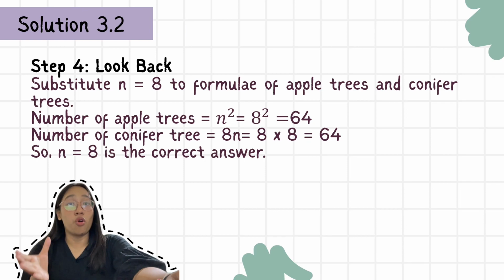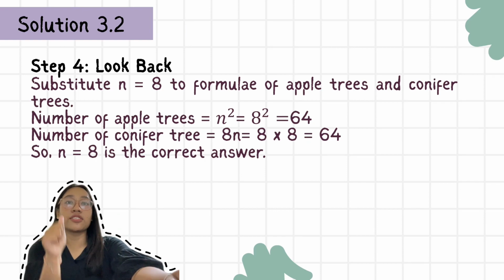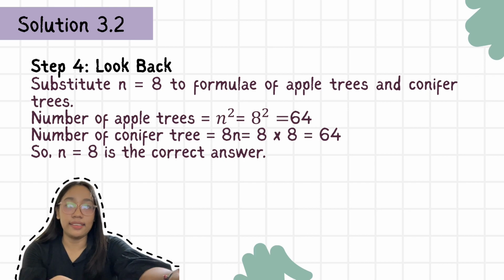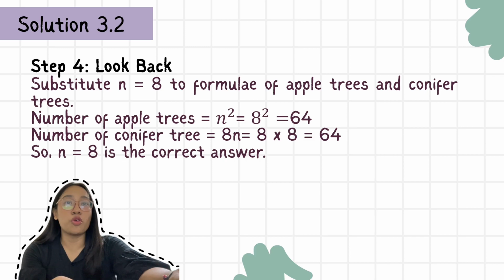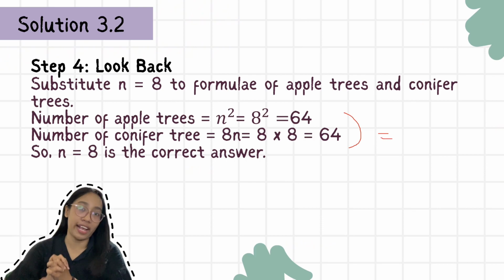To get more information, we must look back. We must substitute n is equal to 8 into the formula of apple trees and conifer trees. So the number of apple trees we get 64, and the number of conifer trees the same, we get 64. So n is equal to 8 is the correct answer.